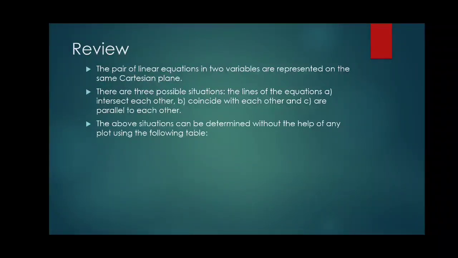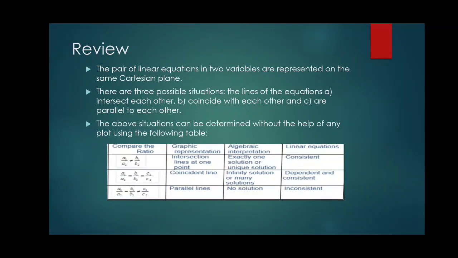So these three situations can be determined without plotting the graph. We learned about the shortcuts where we could determine these conditions without plotting any graph, as shown in the table below. Here, using the coefficients, that is a1, b1, c1 from equation 1 and a2, b2, c2 from equation 2, comparing the ratios of these coefficients, we can determine which kind of plot we'll get for any given pair of equations.